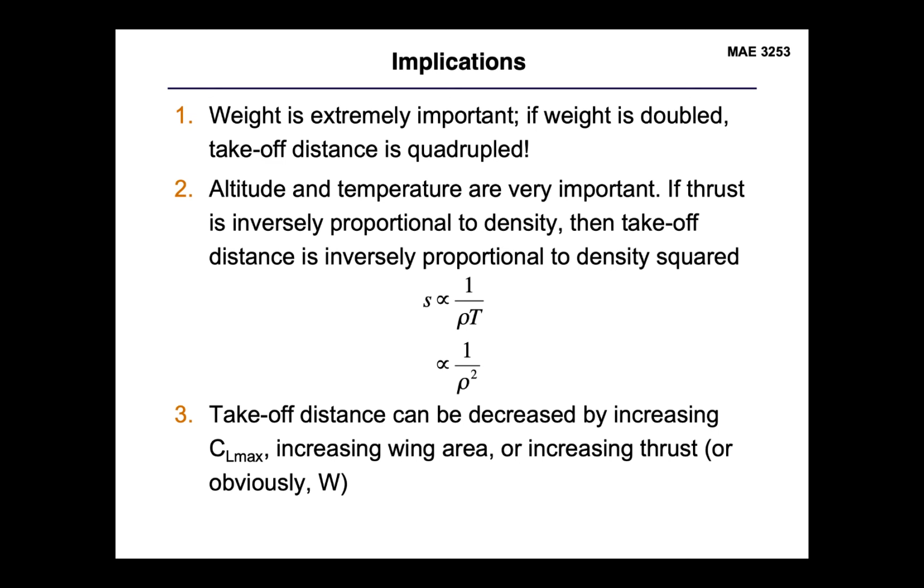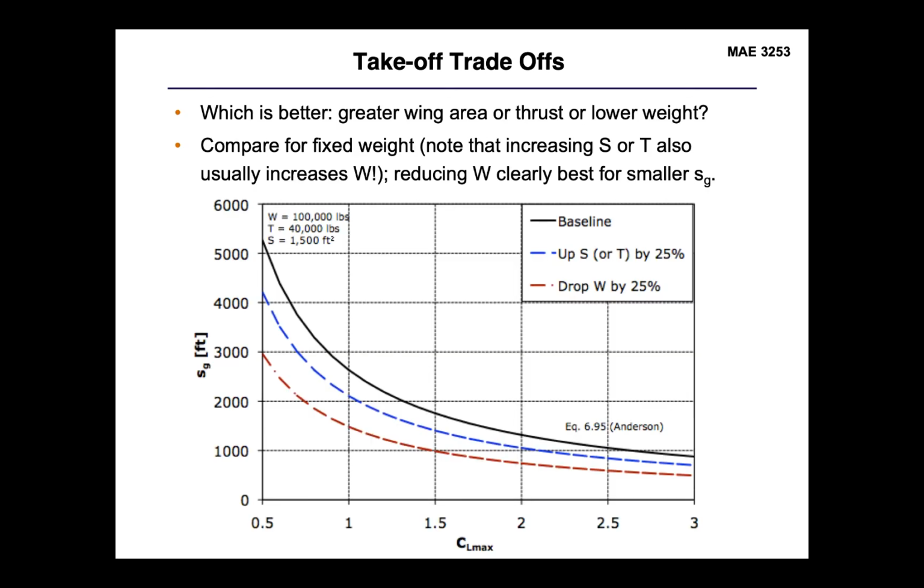Now, we also have things that we can use to help reduce our takeoff distance, primarily increasing CL max, and we'll use flaps to do that. We can also increase our wing area, and we can use flaps to do that as well. And of course, we can also increase thrust. Going to a higher thrust is also going to decrease our overall takeoff distance. So once we have this equation, we can start to do some trade-off analysis.